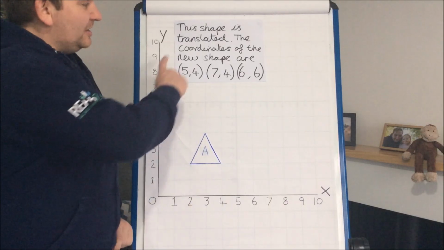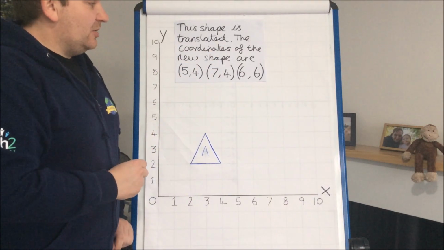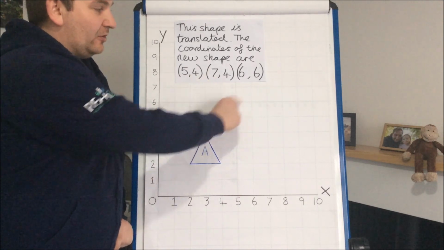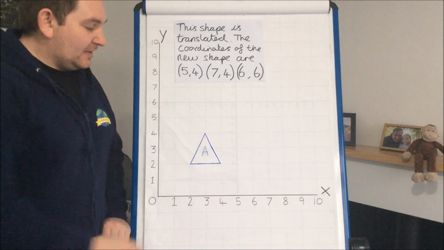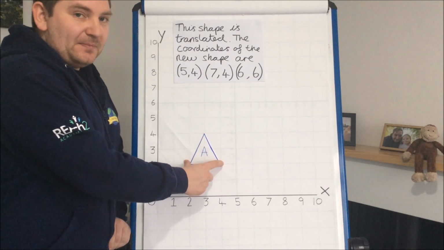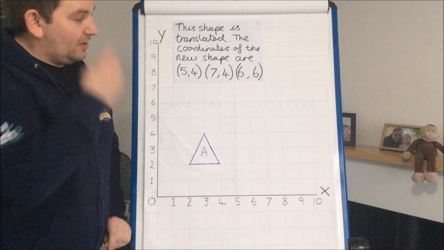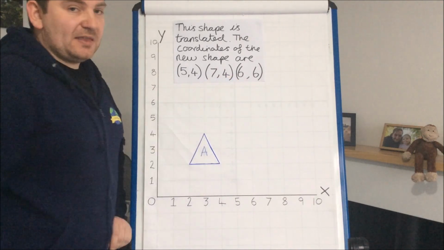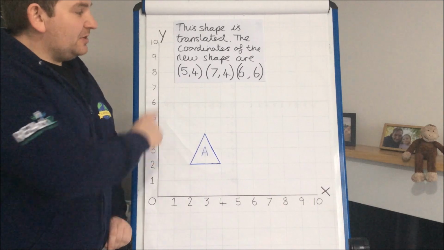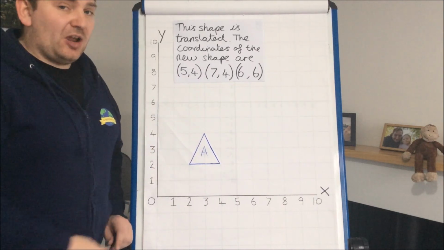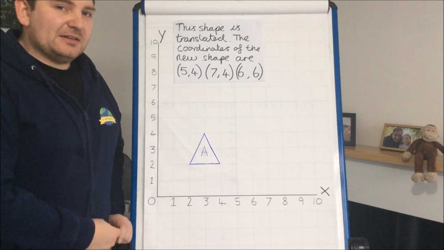So, this shape has been translated. The coordinates of the new shape are 5, 4, 7, 4 and 6, 6. So this is our original shape here. And we have a new shape somewhere in this quadrant. And these coordinates tell us where that shape is. Can you use those coordinates to find out what the translation is and describe it? Pause the video and have a think.